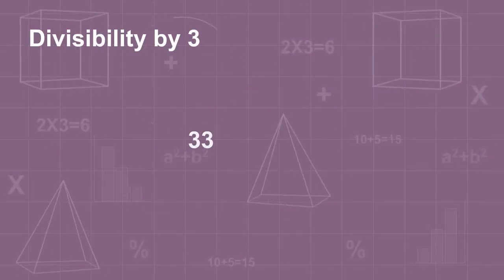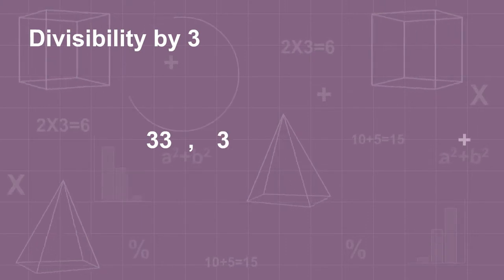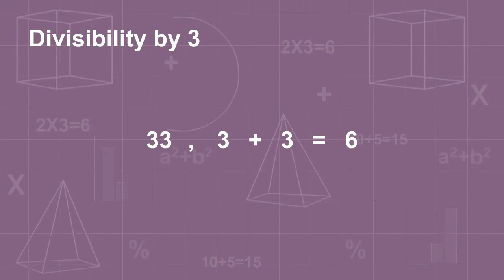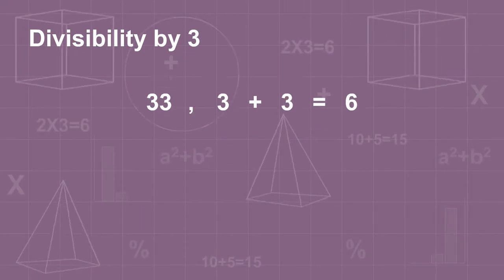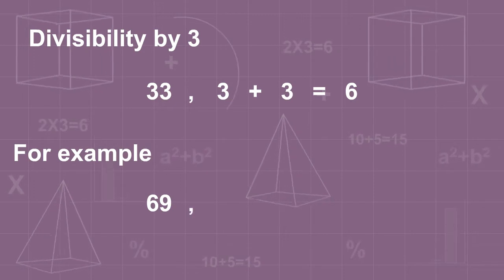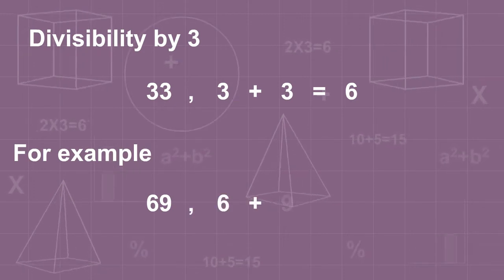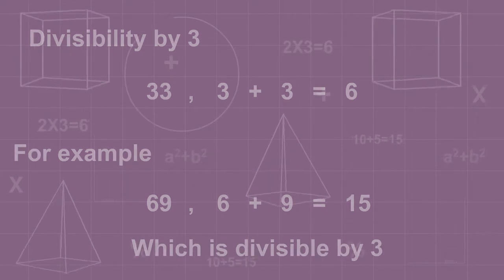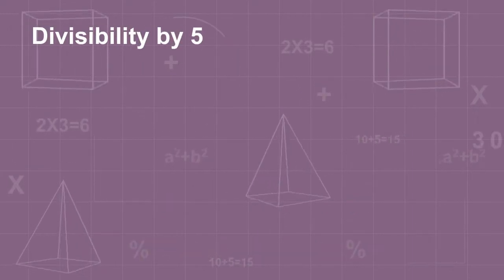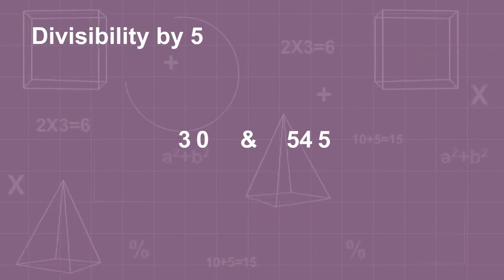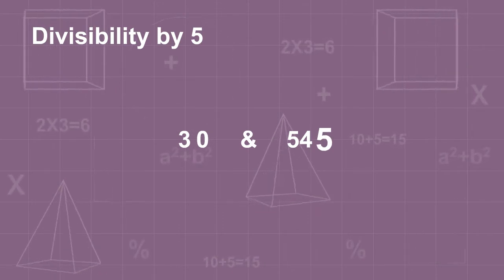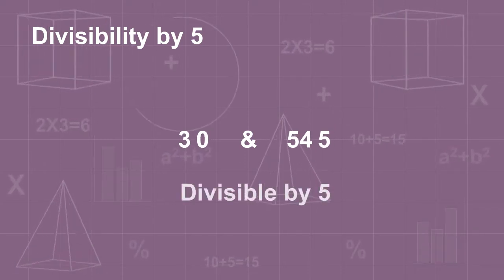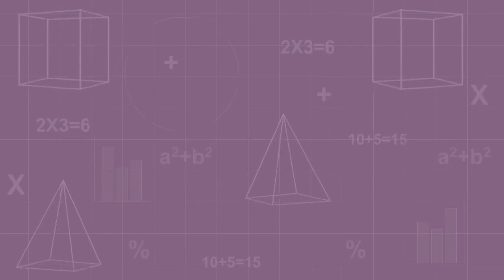Divisibility by 3. A number is divisible by 3 if the sum of its digits is divisible by 3. For example, 69 is divisible by 3 as 6 plus 9 is equal to 15, which is divisible by 3. Divisibility by 5. A number is divisible by 5 if its last digit is 0 or 5. For example, 30 and 545 are divisible by 5.